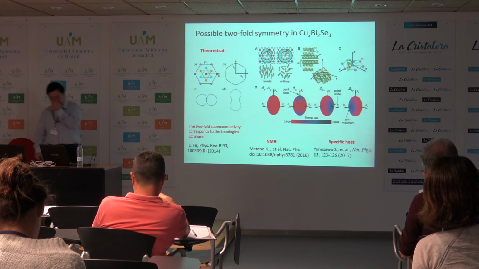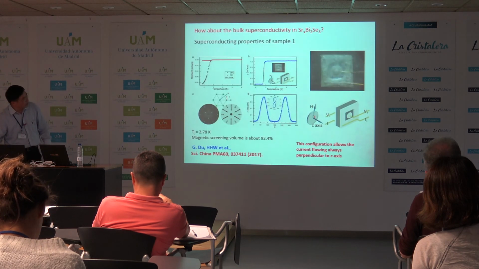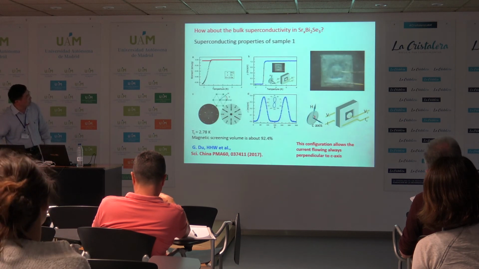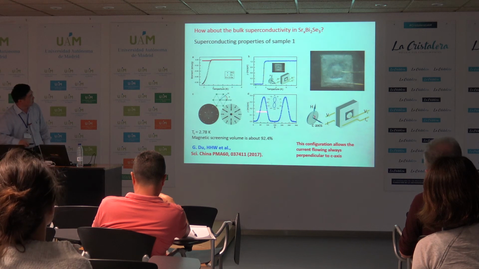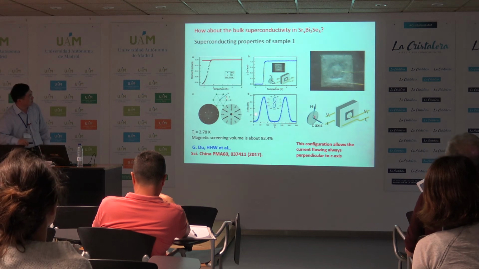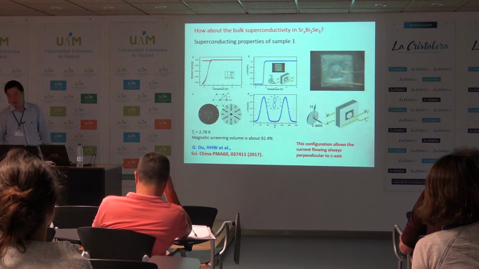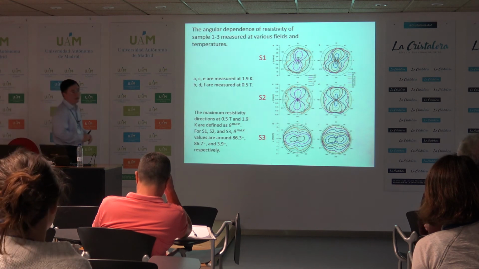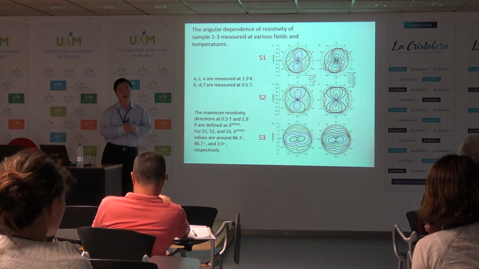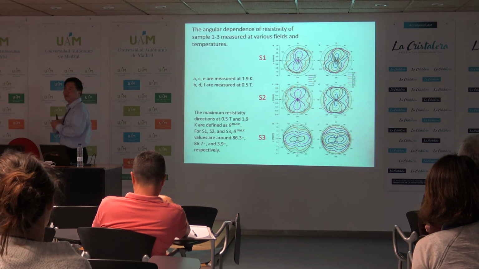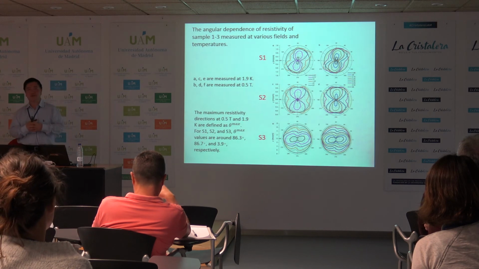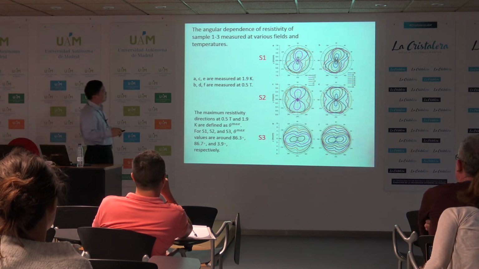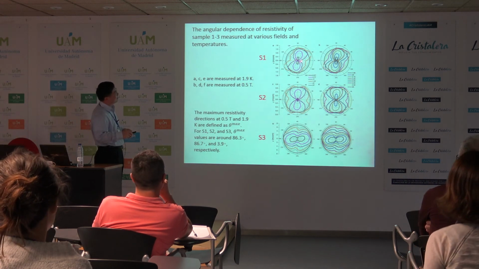So my group grew the sample of this superconductor, and we did the c-axis transport measurement. We do see very clear twofold symmetry behavior, which shows something indeed. In the beginning, I didn't believe it. How come a system with a threefold symmetry has a twofold symmetry gap? But after measurement, we have to agree that something is happening, just like a twofold.